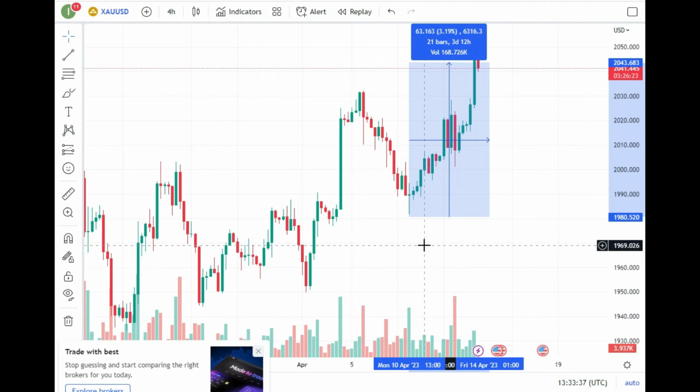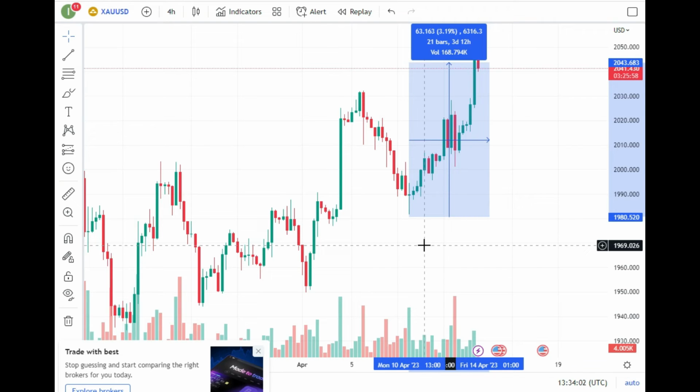Because you need to remember this. One micro lot, 100 pips is $1. So we measure with hundreds of pips when you want to calculate $1. And as you know, in that way, you can trade gold with a small amount of money. So you can have $100 and you can trade gold without any problem.